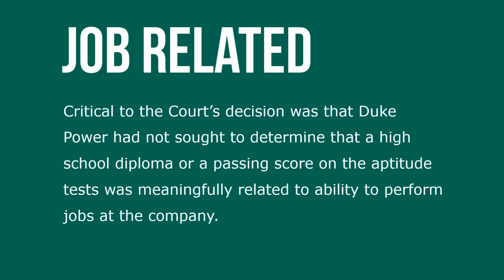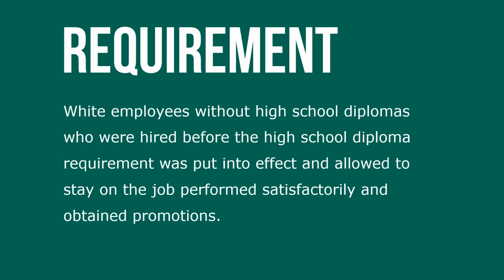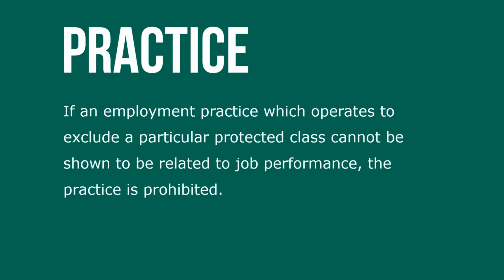Critical to the court's decision was that Duke Power had not sought to determine that a high school diploma or passing score on the aptitude test was meaningfully related to the ability to perform jobs at the company. White employees without high school diplomas who were hired before the high school diploma requirement was put into effect and allowed to stay on the job performed satisfactorily and attained promotions. If an employment practice which operates to exclude a particular protected class cannot be shown to be related to job performance, the practice is prohibited.